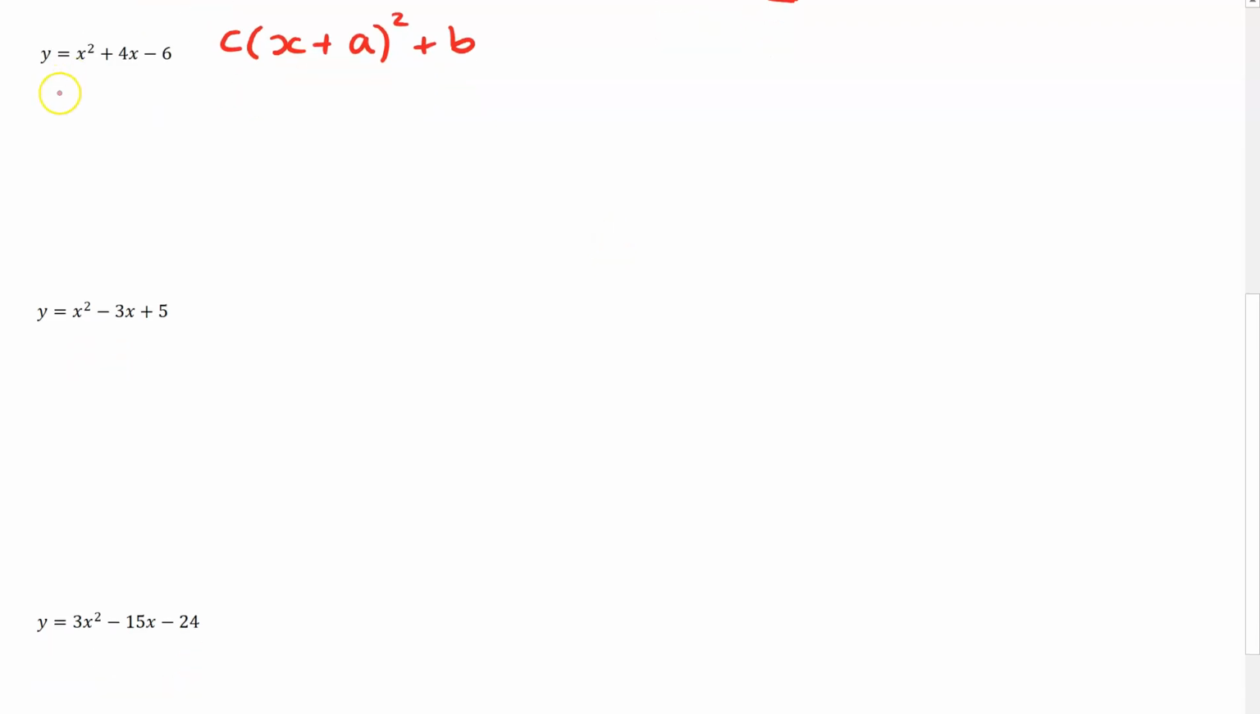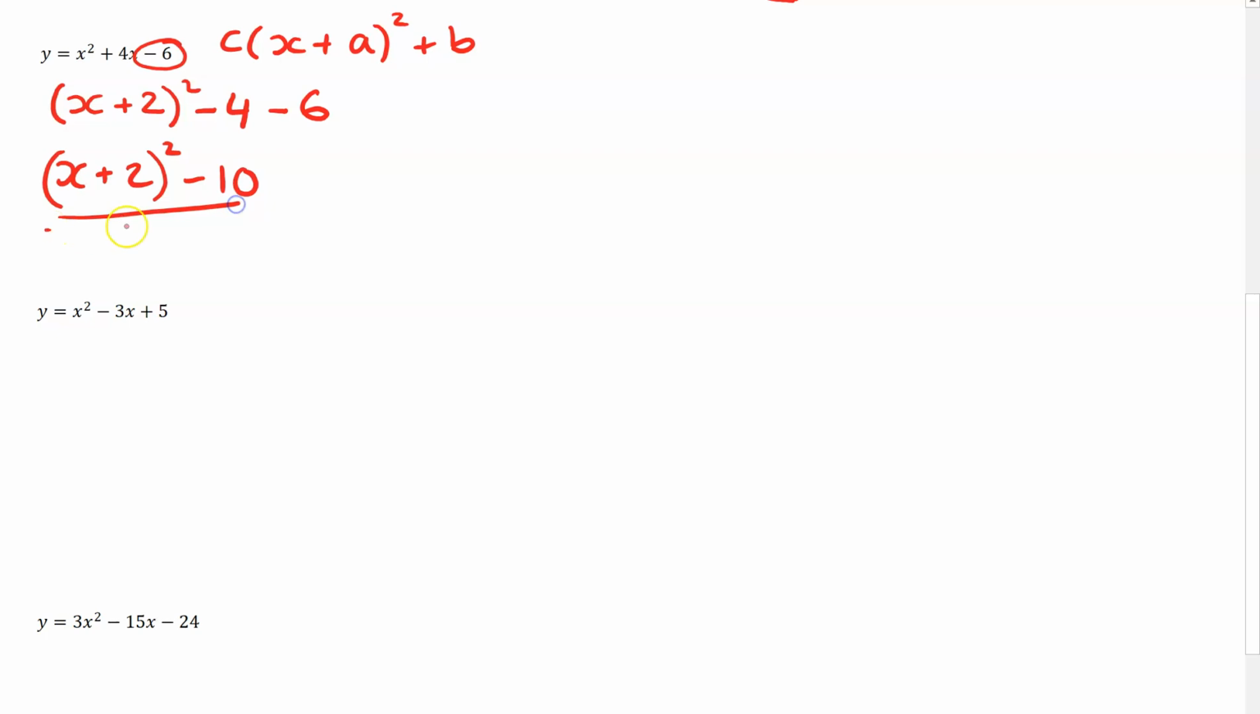So the cheat's way is you take this here, you take the number in front of it, and you half it. So we have a +2 there. If you were to expand out this bracket, you would get x squared, you would get 4x, but you would get a +4. Now we don't want a +4, we want a -6. So what you do is you take off the 4 that you don't want, and you add in the -6 that you do want. And then simplify. So we have (x + 2) squared - 10.